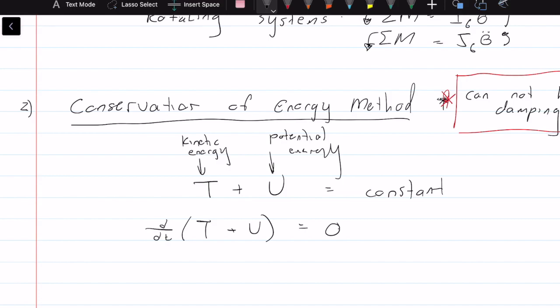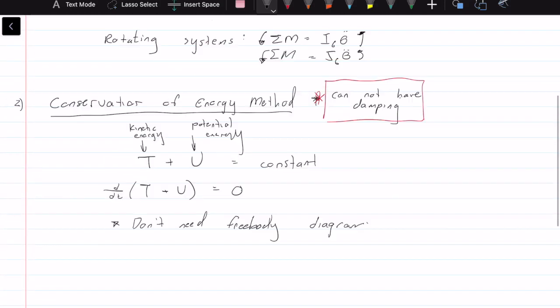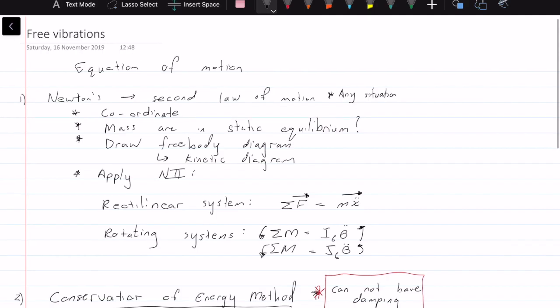The advantage of the conservation of energy method is we don't need to necessarily draw the free body diagram. We need to know what the system looks like, but we don't necessarily need the free body diagram. With that said, I think we should get into some questions. When I talk about the equation of motion, what do I mean?